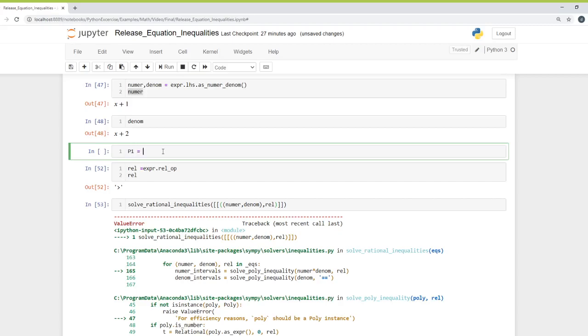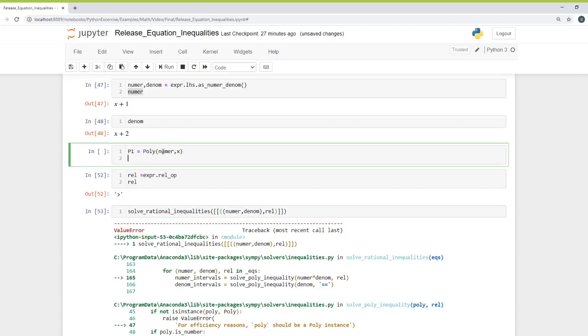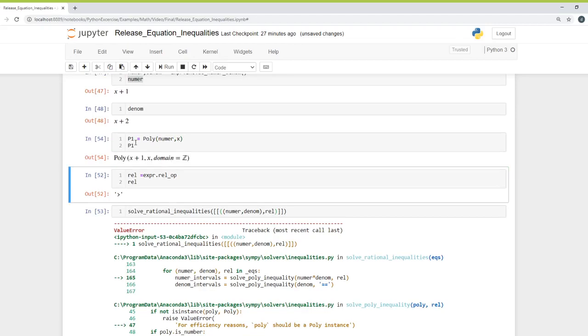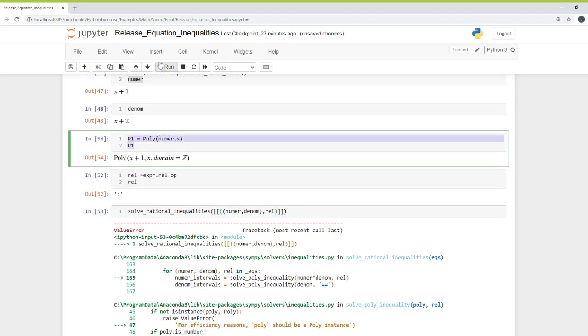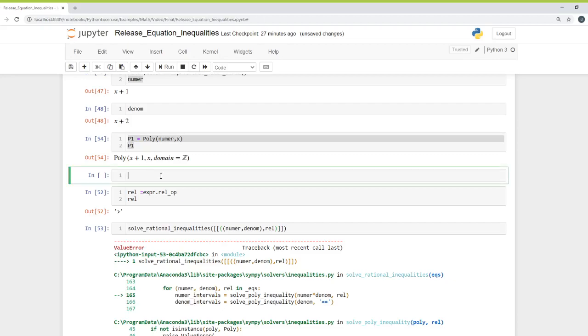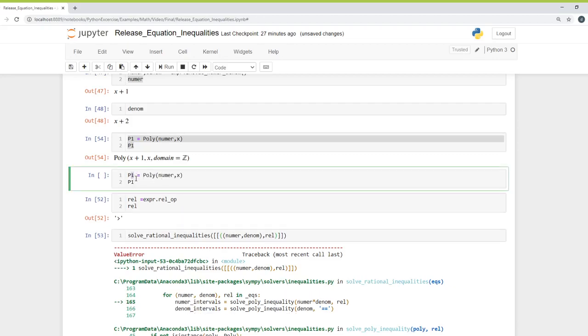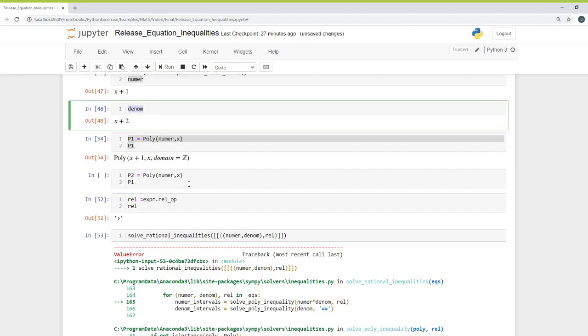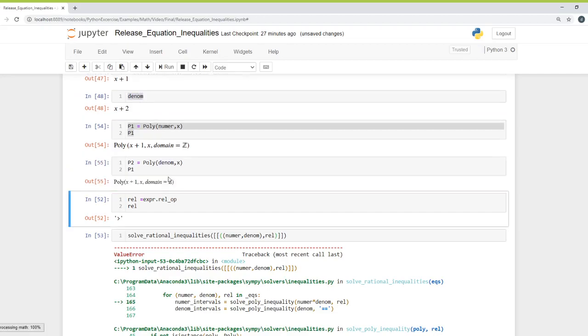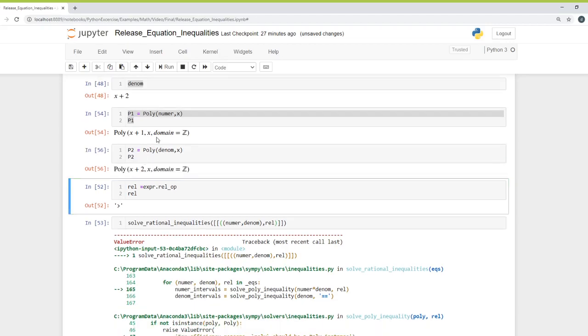P1 is equal to poly numerator, x. P1, and in the same way we will call P2 for the denominator. This is our P2. x plus 1 is P1, x plus 1. Here we will pass the polynomial instances P1 and P2.